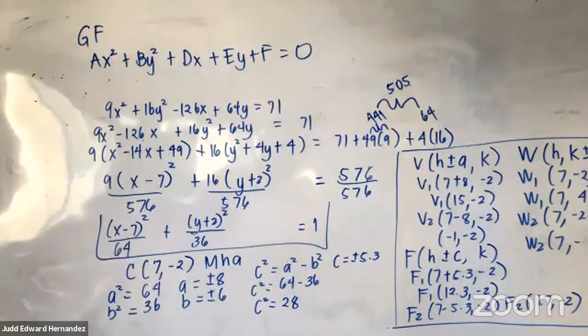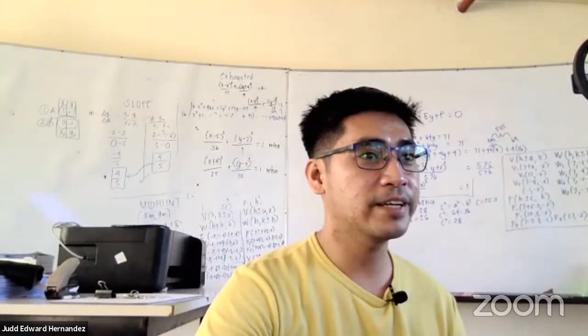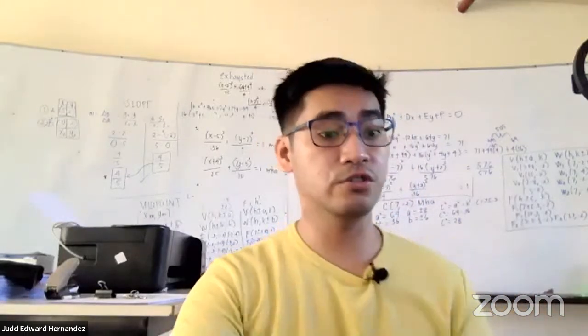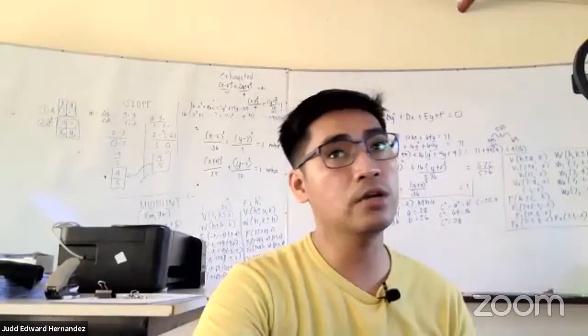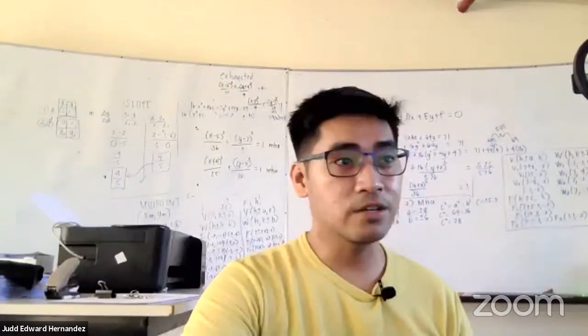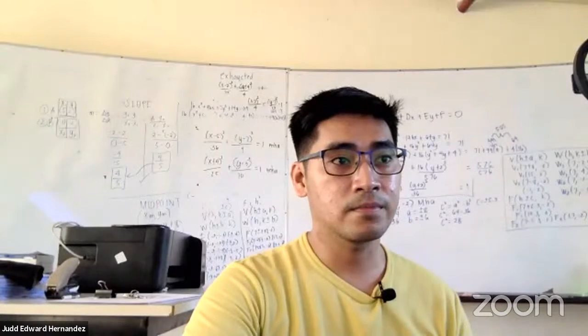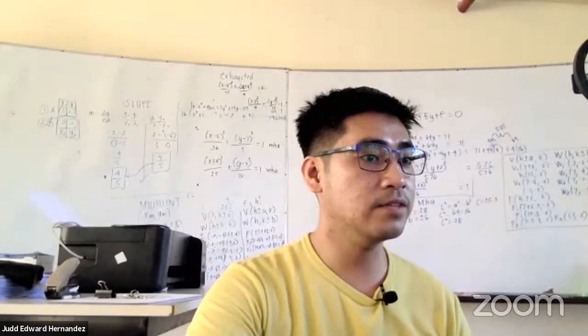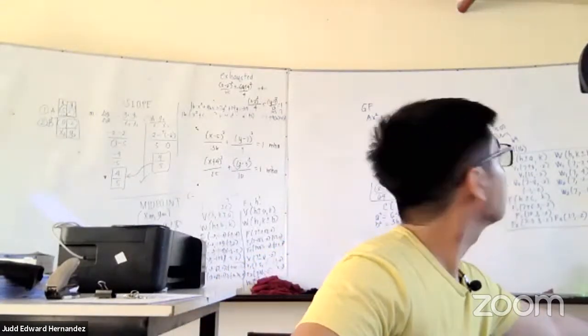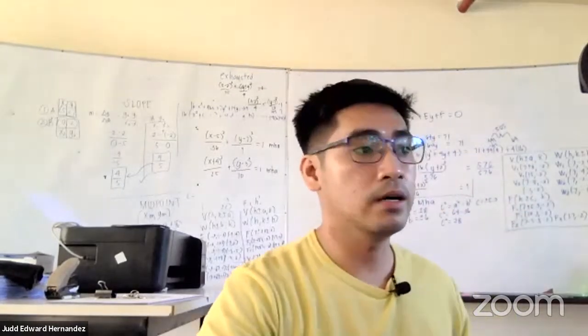Naintindihan na ba yung pag-solve ng standard equation of the ellipse if you are given the general form? Maliwanag na ba? Okay. So kung maliwanag na, what if binigyan naman tayo ngayon ng iba't ibang condition and then we're asked to solve for the equation of an ellipse? Anong gagawin natin if that is the case? Okay, example.